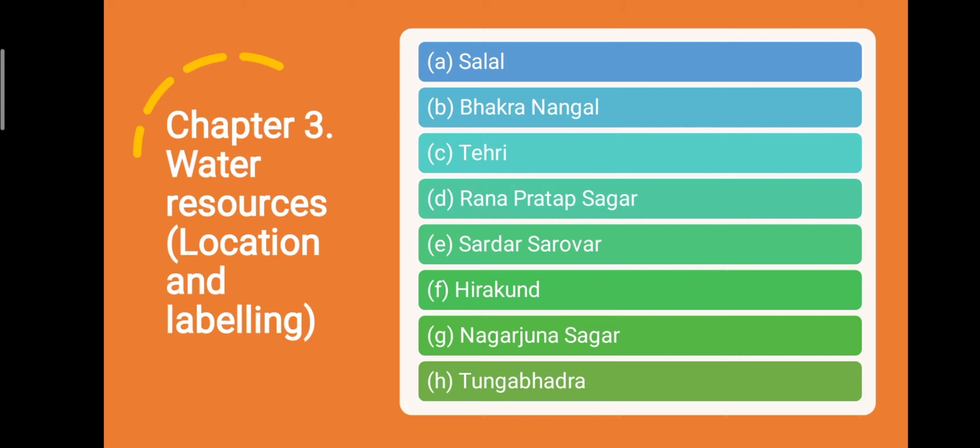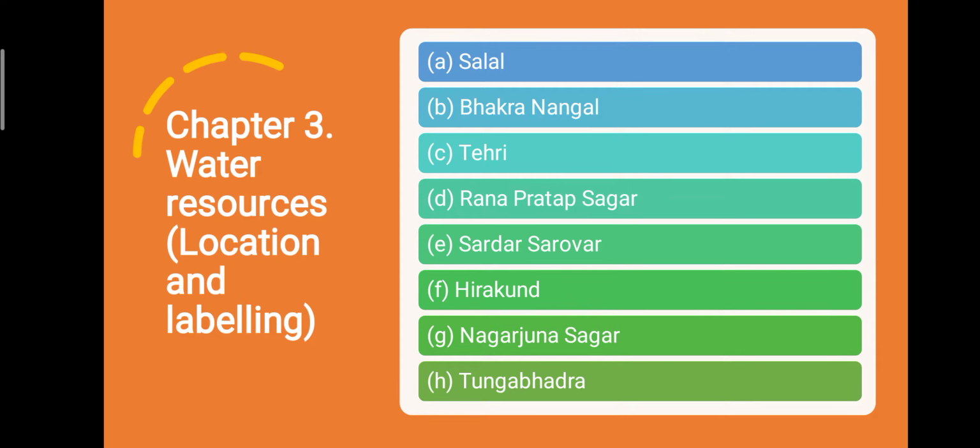First of all, we'll do the map from the water resources chapter. As we know, this chapter is not coming in the exam, only map work will come in the exam. And these 8 dams are going to come. These are 8 major dams in India, or you can say 8 major hydel power plants in India: Salal, Bhakra Nangal, Tehri, Rana Pratap Sagar, Sardar Sarovar, Hirakud, Nagarjuna Sagar and Tungabhadra.